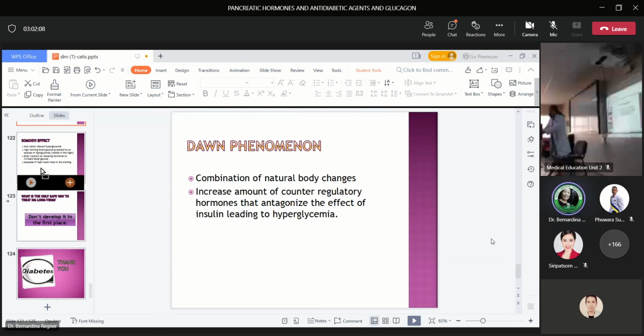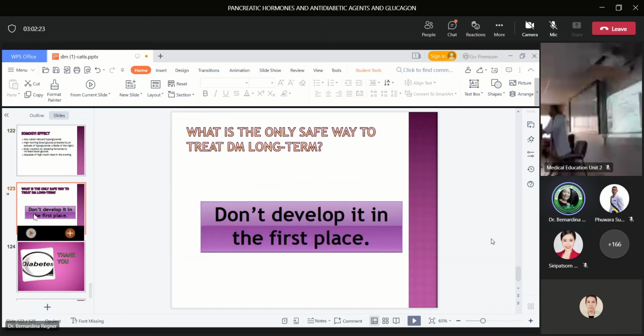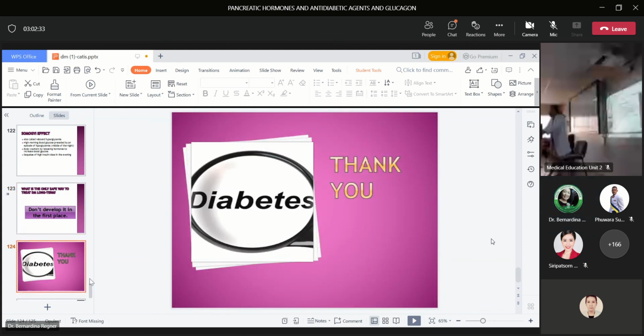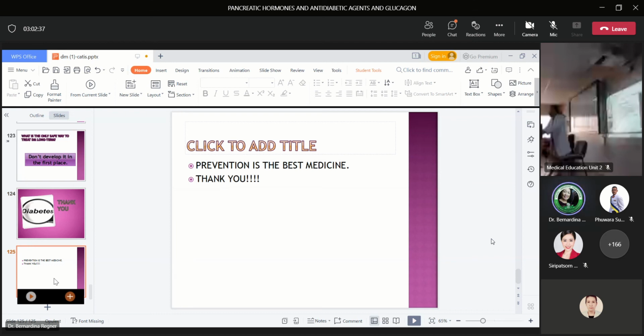The last among the slides is your Somogyi effect. This is your rebound hyperglycemia, high morning blood glucose preceded by an episode of hypoglycemia. The body counters by releasing hormones to increase blood glucose. So what is the only safe way to treat diabetes long term? Don't develop it in the first place. So prevention is the best medicine.